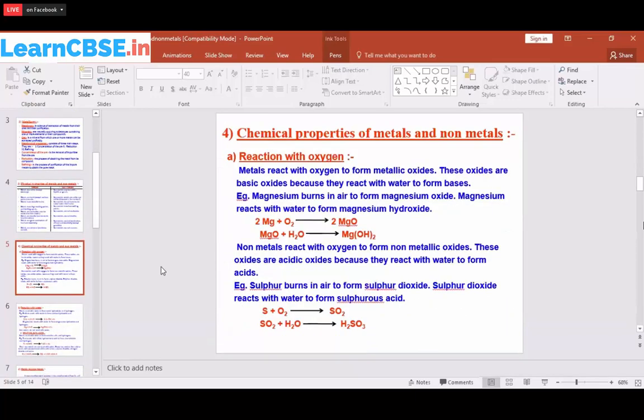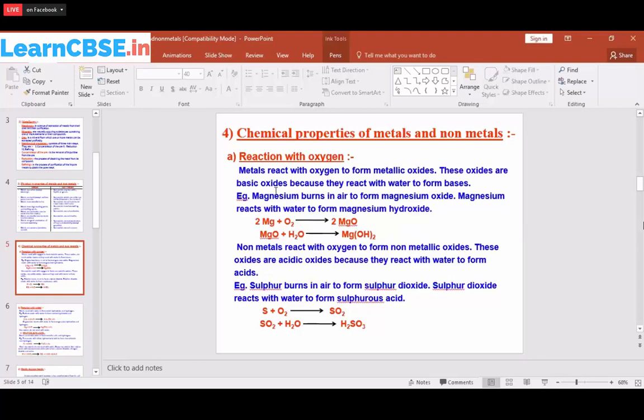Chemical properties of metals and non-metals. Chemical properties are nothing but how an element reacts with other substances, for example oxygen and water, whether it can react or not. That is what we call chemical properties.